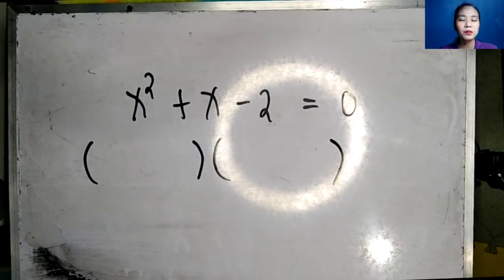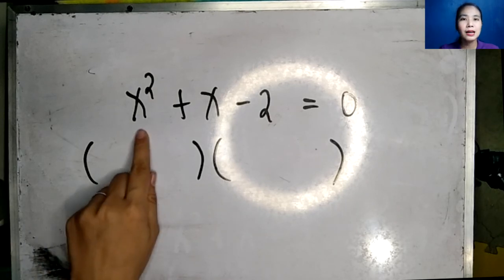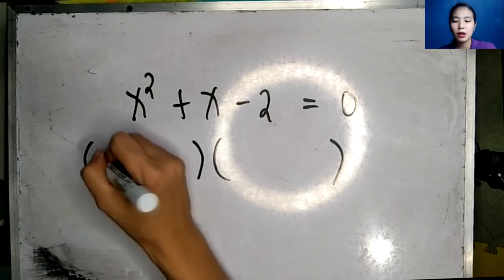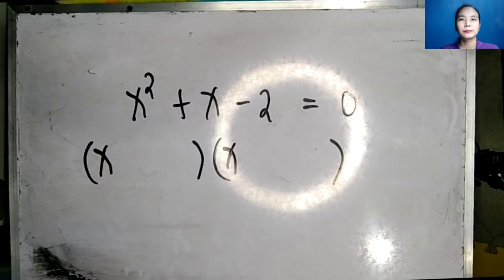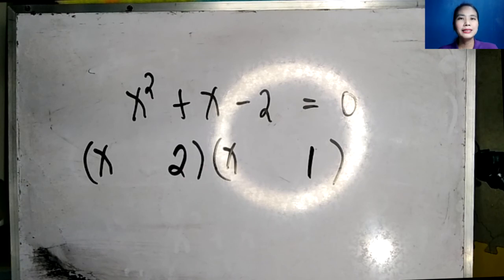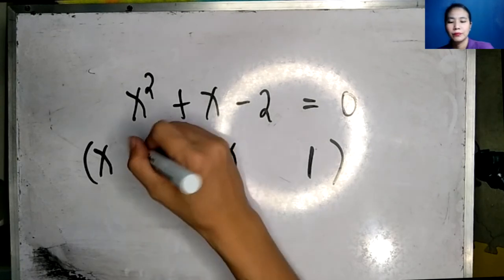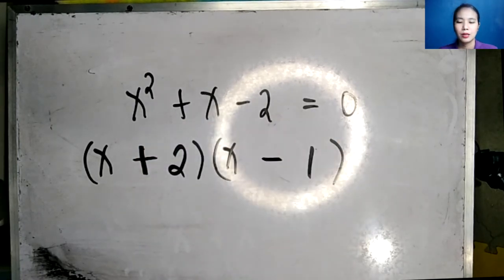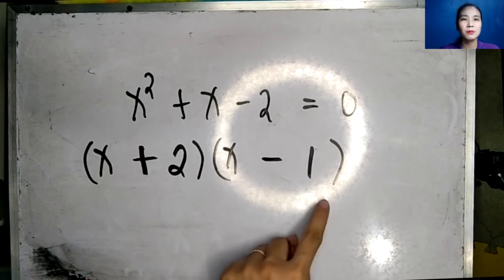Mag-iisip tayo ng mga possible factors ng ating given. Simulan natin sa ating first term na x squared. The factors are x and x. For negative 2, since ang 2 ay isang prime number, ang factors lang nito ay ang 2 or the number itself and 1. Ngayon, magde-decide tayo kung ano ang magiging sign ng ating given na dapat ay lalabas sa ating given na x squared plus x minus 2. So, ang gagamitin natin ay x plus 2 times x minus 1.